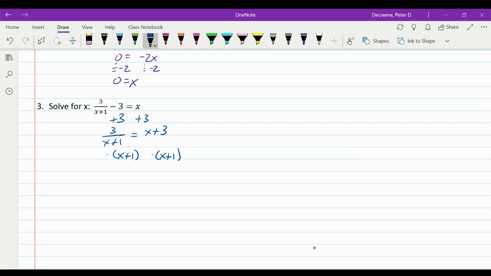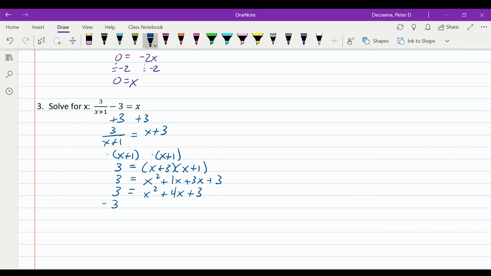When I do that, 3 divided by x plus 1 times x plus 1 is 3. Over here, since I'm multiplying this quantity x plus 1 times this quantity, I've got to put that x plus 3 in parentheses. Oh boy, I've got to multiply this out because this is going to be quadratic now. X times x is x squared, plus 1x, plus 3x. 3 times 1 is 3. So I've got 3 equals x squared plus 4x plus 3.